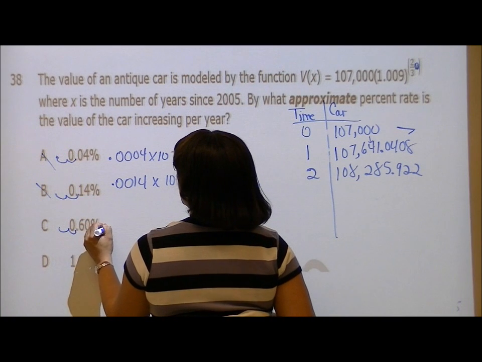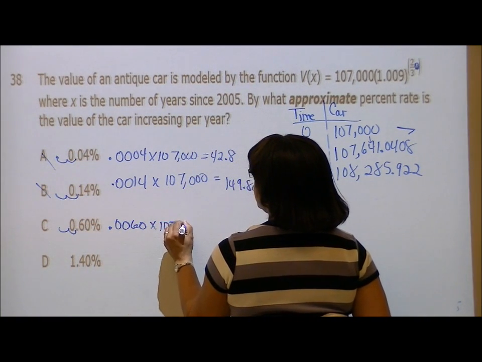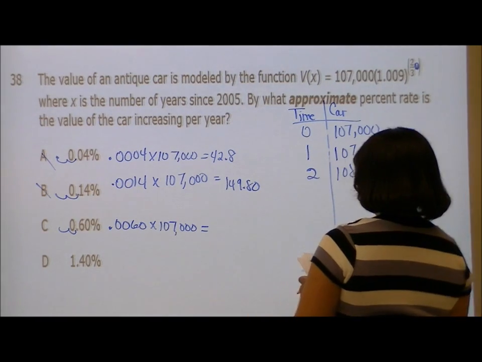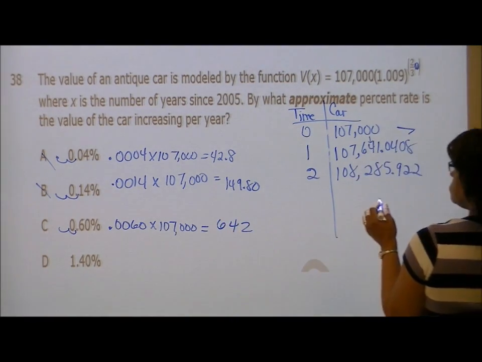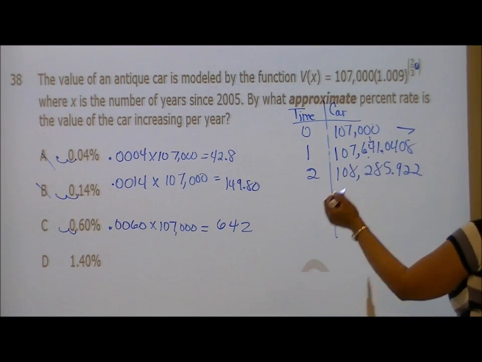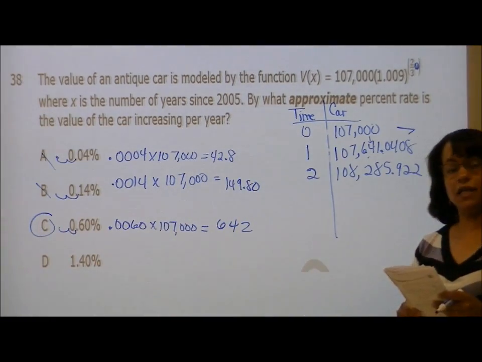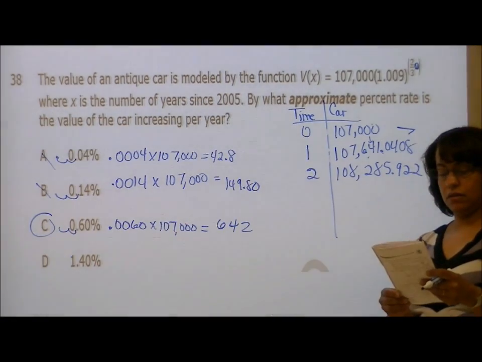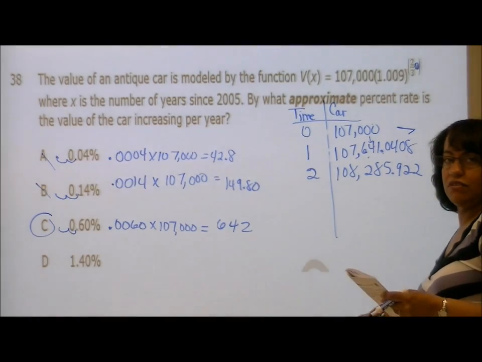Go back to 0.0060 times 107,000. And what I got here was 642. Well, that looks wonderful, because to get from here to here is approximately 642. So I know C is my correct answer. So the answer to number 38 is C. Okay, on the next presentation, we're going to do 39 through 50.